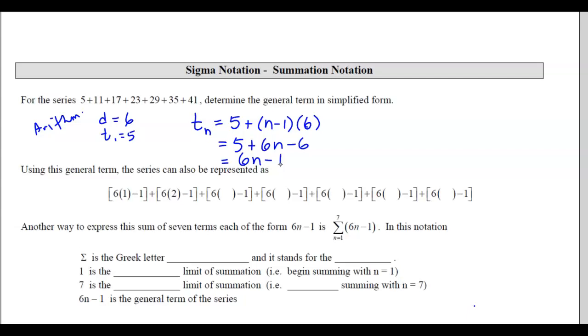So, using that general term, we can find any term in the series, okay? Here we've shown how it's calculated, right? So 6 times 1 minus 1 is 5. 6 times 2 minus 1 is 11. 6 times 3 minus 1 is 17. 6 times 4 minus 1 is 23. And so on, up to the 5th, 6th, 7th terms.